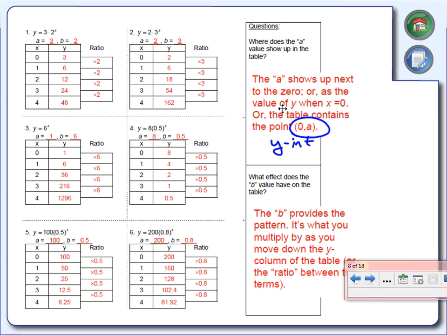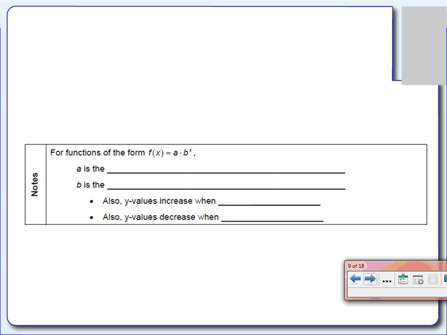All right, so that takes care of the first page. Let's take a look at the second page up at the top. Let's go ahead and summarize what we've just found out.